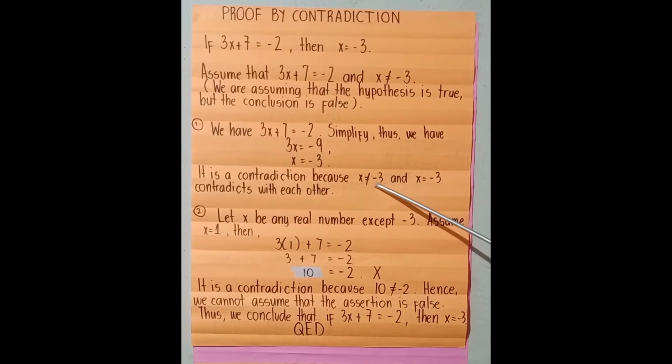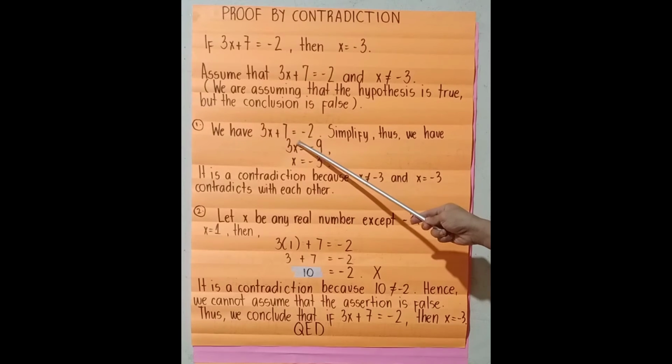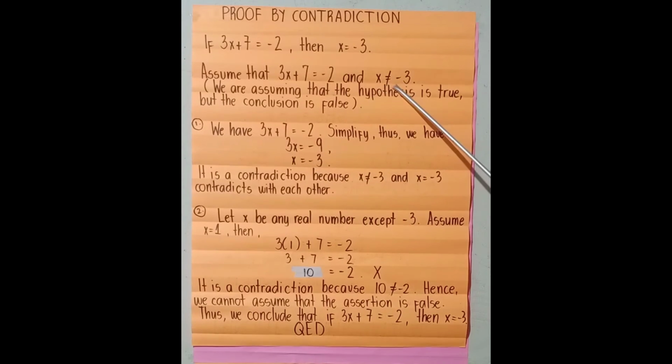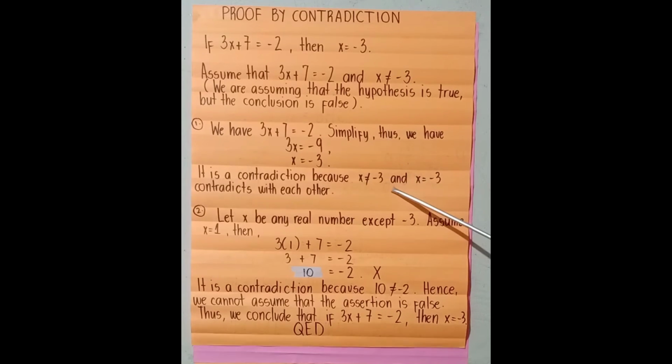Then it is a contradiction because from the simplified form of this, we got x = -3. But also we have this, which is x is not equal to -3. So that is why it is a contradiction, because x is not equal to -3 and x = -3 contradict each other.